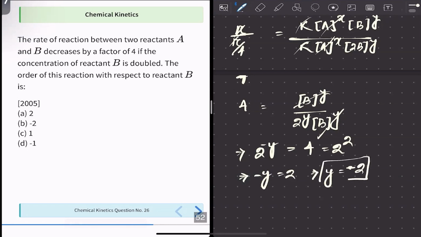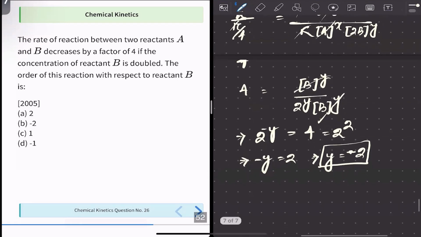So with respect to reactant B, the order of the reaction would be minus 2. Okay, so option B is correct. That is minus 2.